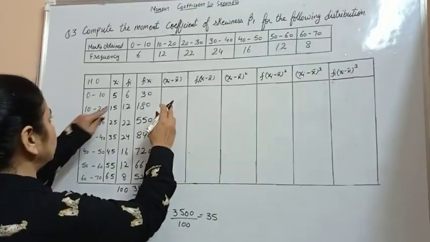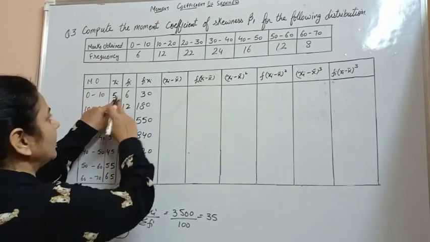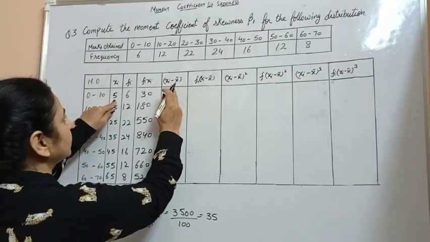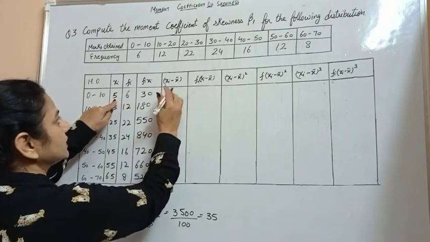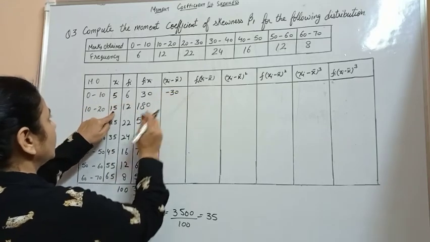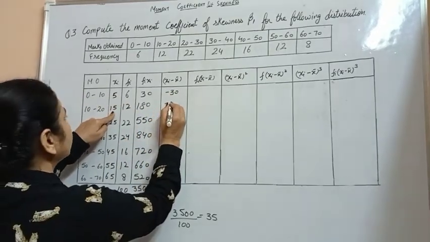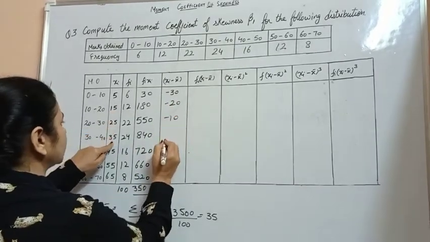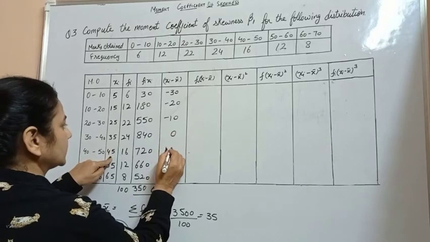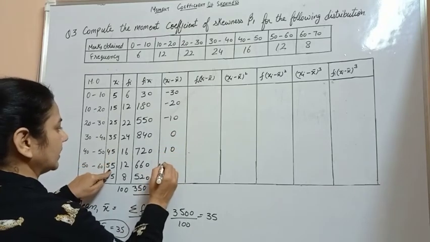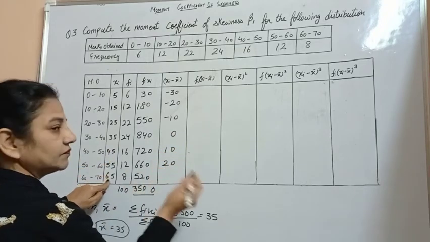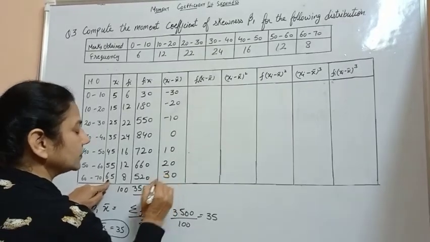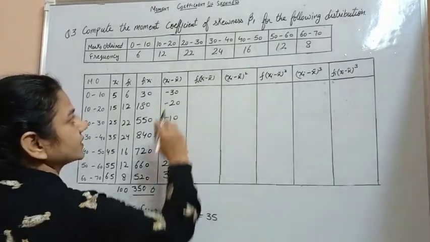Xi minus mean. That means 35 is our mean. So 5 minus 35 is minus 30, 15 minus 35 is minus 20, 25 minus 35 is minus 10, 35 minus 35 is 0, 55 minus 35 is plus 20, 65 minus 35 is 30. Now Fi times xi minus x bar.